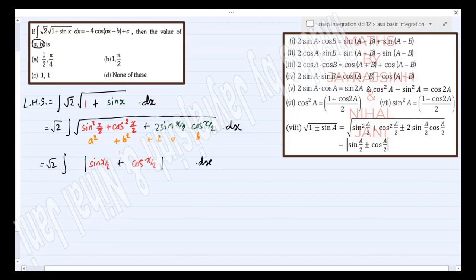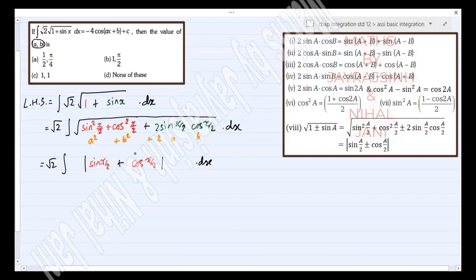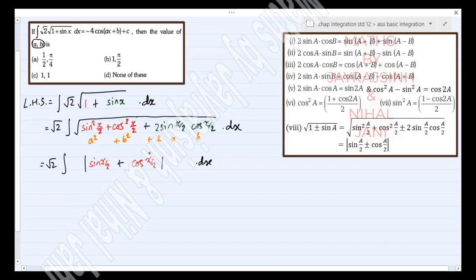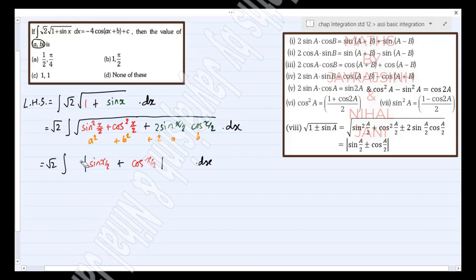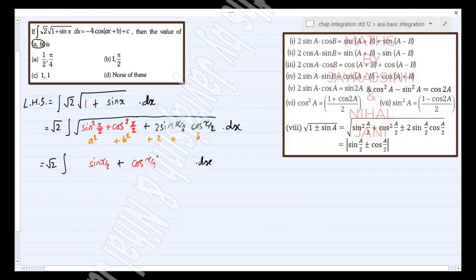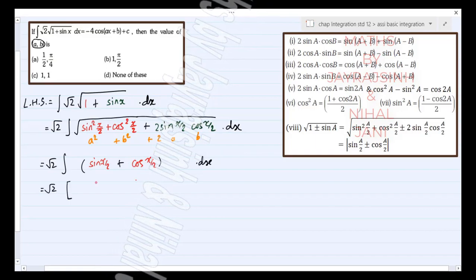But here we have sin x by 2 and cos x by 2 and we have summation. So we don't have to worry about this mod because summation of any two positive terms will be positive. So let's ignore this mod and simply integrate sin x by 2 plus cos x by 2.